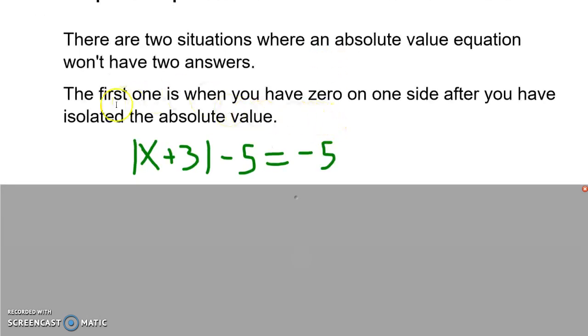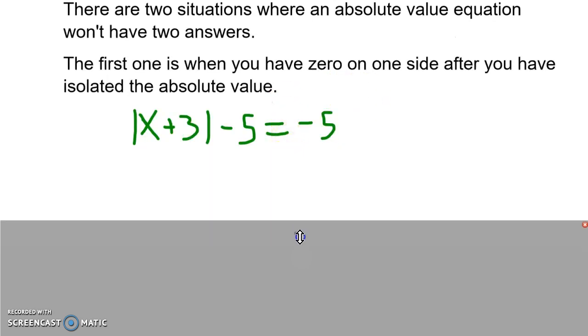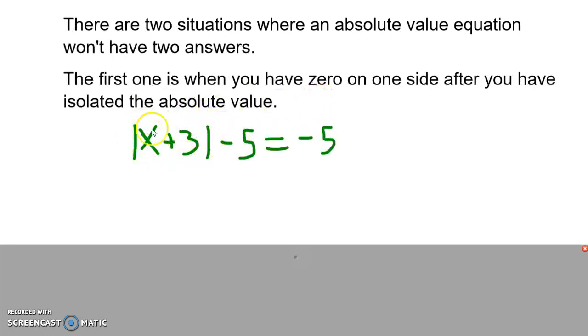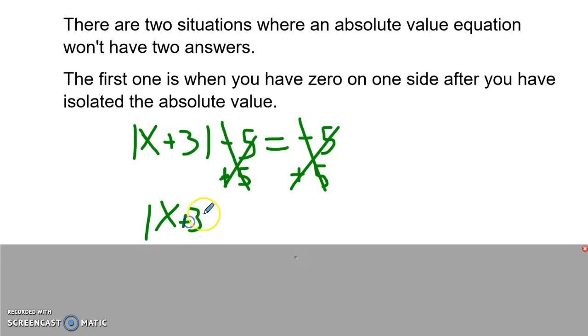The first one is when you have 0 on one side of the equation after you've isolated the absolute value. So this is one step before my absolute value is isolated. So I'll need to add 5 to both sides to eliminate this and isolate my absolute value, but you can see that this is also going to be eliminated. So I'm going to end up with the absolute value of x plus 3 equals 0.